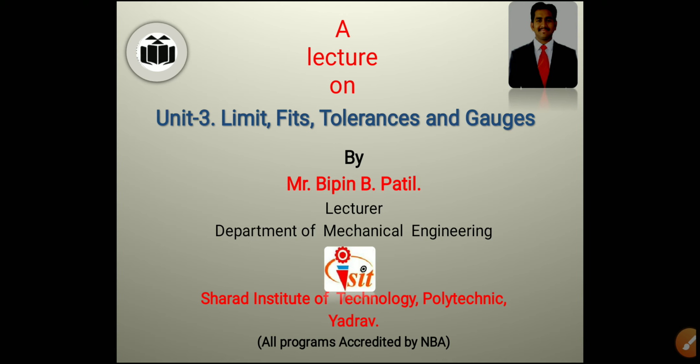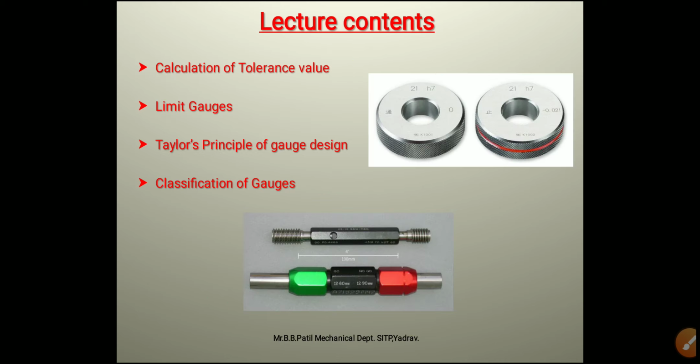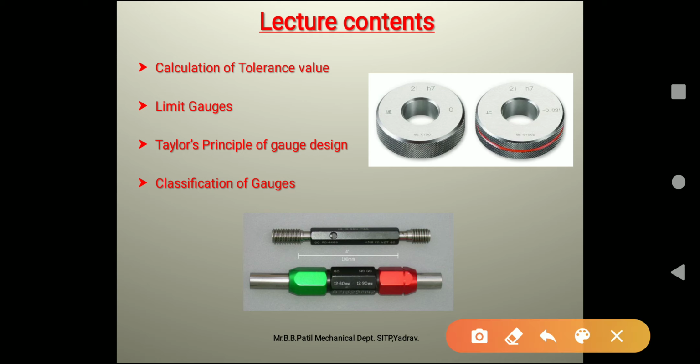So today we are going to learn about the types of gauges, then we are going to discuss the calculation of tolerances, then the Taylor's principle. So let us see today's lecture content. Here we are going to discuss calculations of tolerance value, then limit gauges, then Taylor principle of gauge design, then classification of gauges.